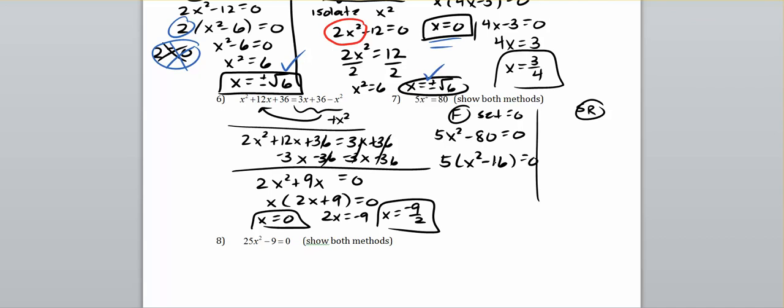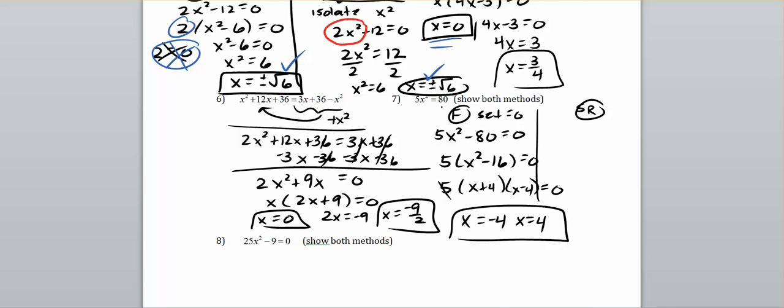Now this isn't fully factored because x squared minus 16 is a difference of squares. So I'm going to leave the 5. A difference of squares would be x plus 4 and x minus 4, and this is still set equal to 0. If I set these factors equal to 0, because they're multiplied to give me 0, 5 does not equal 0. That's just going to go away. But my x is going to equal negative 4, and then the other one's going to be positive 4. So here would be the two solutions for number 7.